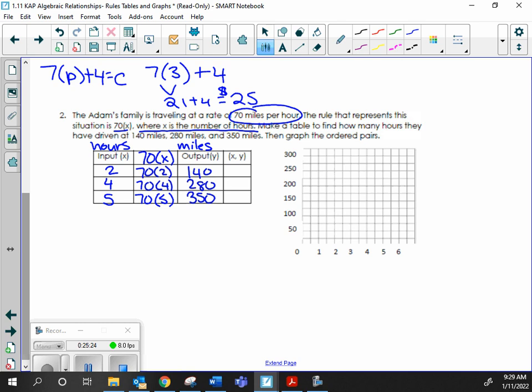That ordered pair is going to be my x, comma, my y. They always go together.